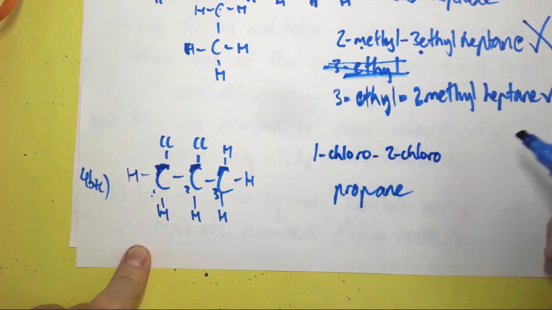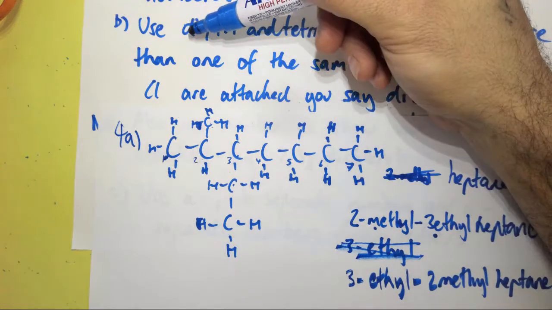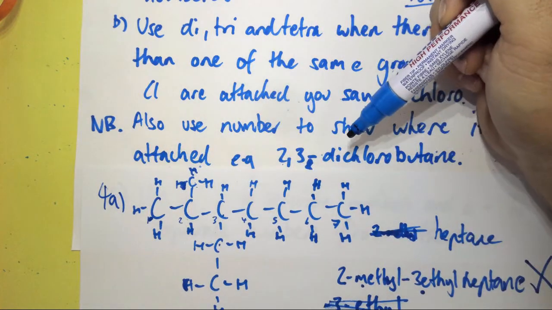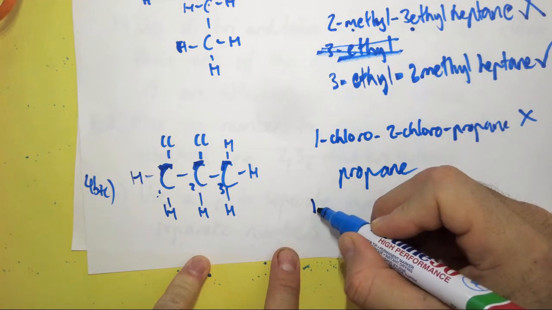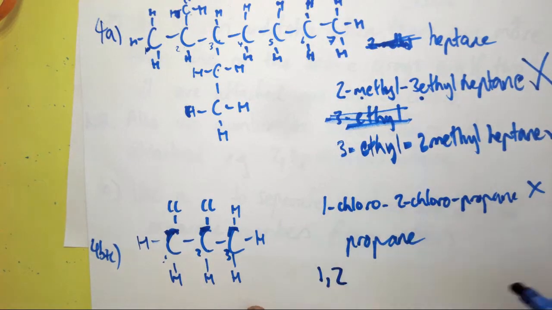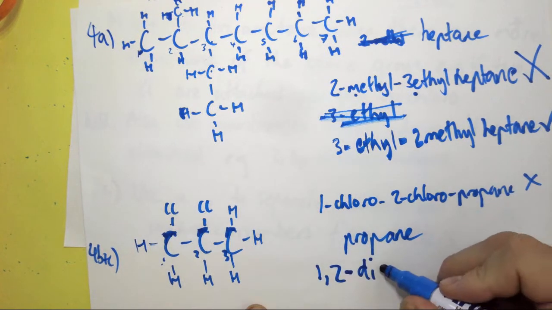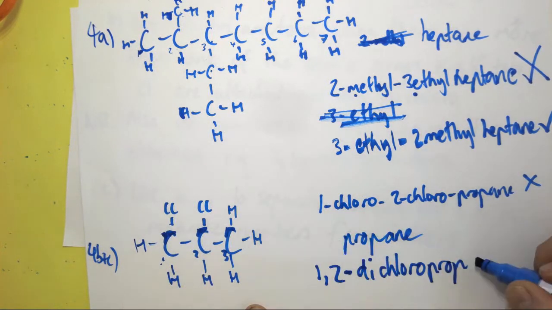So if we were to say 1 chloro, 2 chloropropane, that's actually not right, because of this rule. Use di, tri, and tetra when there are more than one of the same group. For example, if there's 2 chlorines attached, we say dichloro. Then we use a number to show where it is attached. So we know it's at 1 and 2. So we can go 1, comma, use a comma to separate numbers, 2, dash, di means 2 chlorines, chloro, prop, 3 carbons, ane.